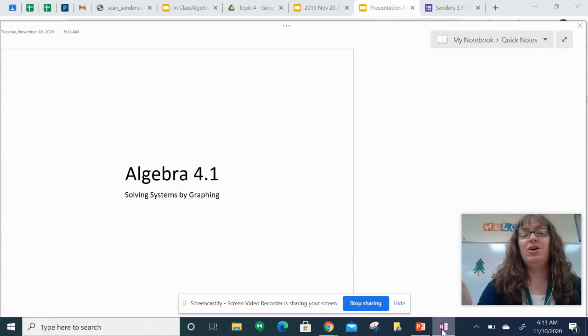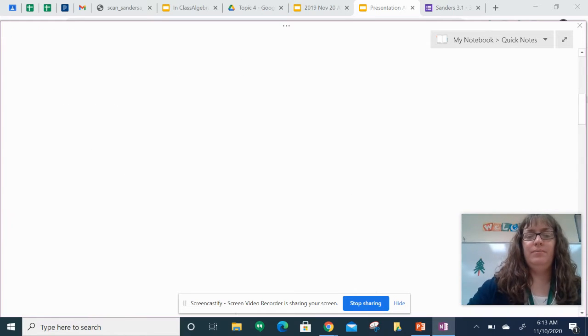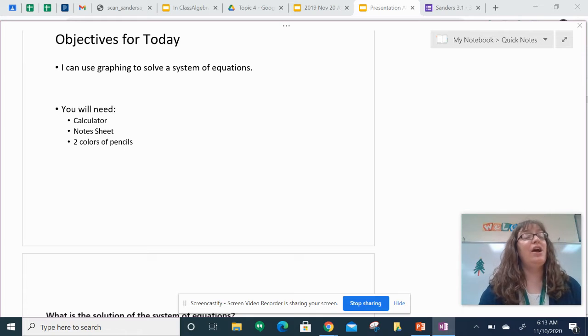So, let's go ahead and look at some different methods. The first method that we're going to look at today is solving the system by graphing. Our objectives for today are to be able to graph and use that to solve a system of equations.